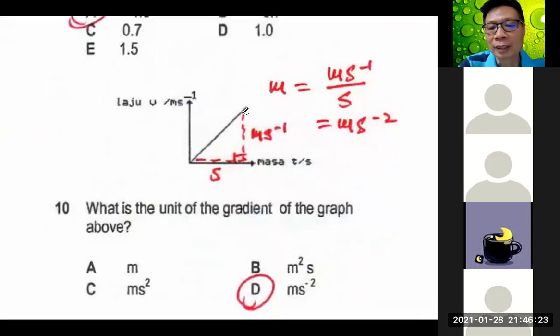Okay. Gradient here the unit is meter per second. You copy here meter per second. Here the unit is second. So gradient must be y divided by x. So meter per second divided by second. So you bring down, this one bring up. So when -1 - 1, so -2 lah. Okay. So the answer is meter per second squared.